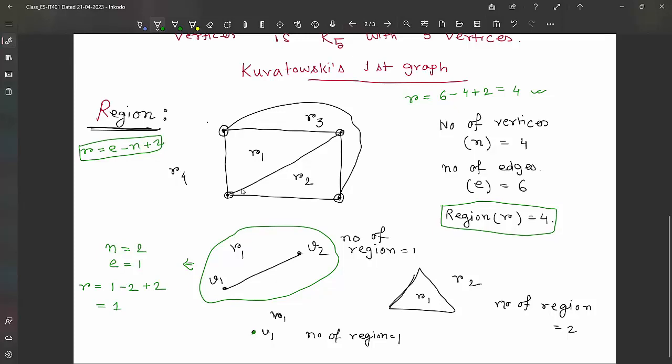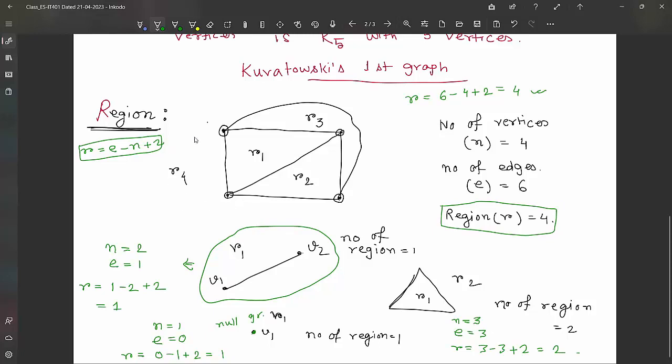Similarly, for this null graph, again you can see that here n is equal to 1. Here e is equal to 0, as no edges are there, and R is the number of regions, so R is equal to 0 minus 1 plus 2, that means it is 1. And similarly here n is equal to 3 vertices, e is equal to 3 edges, and that means the number of regions R is equal to 3 minus 3 plus 2, that is 2. So the total number of regions is equal to 2.